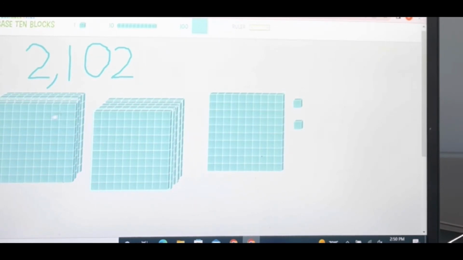So we have our two 1,000 blocks, we have our 100 block. We don't have any tens blocks because the value in the tens place is 0. There is no number in the tens place. And then we have our two ones. And that is the visual representation for 2,102.